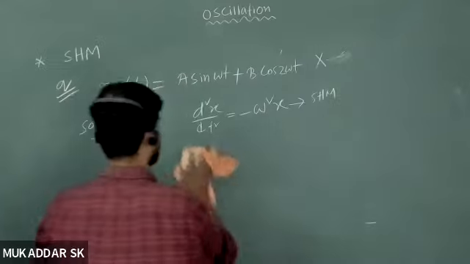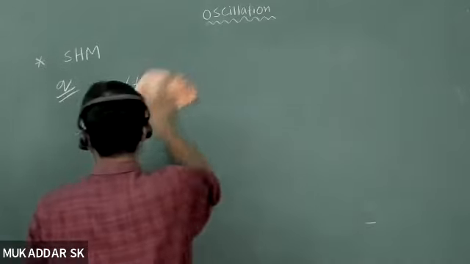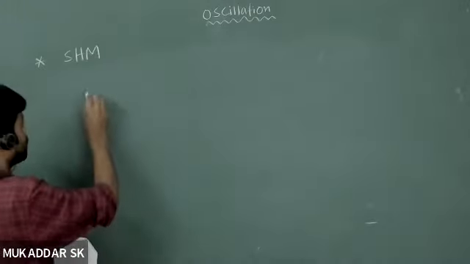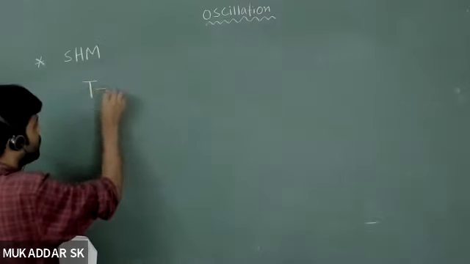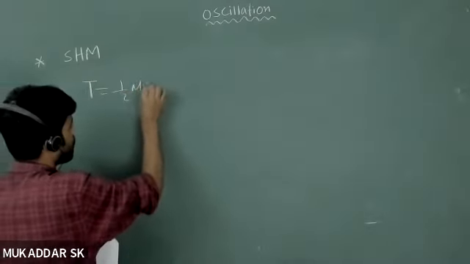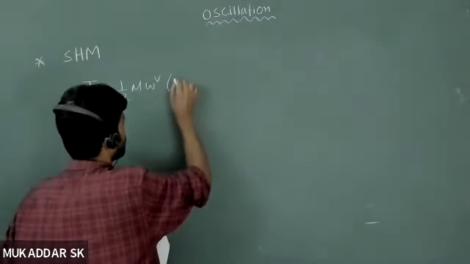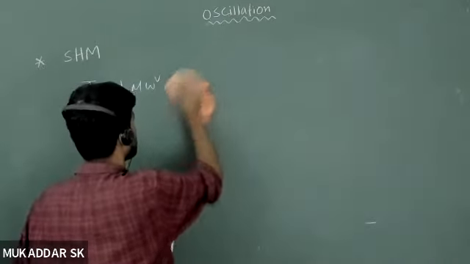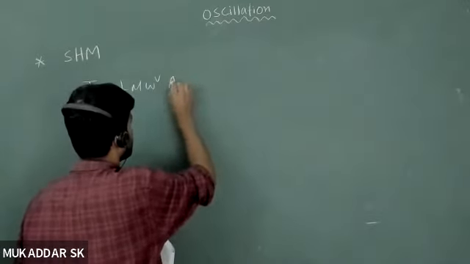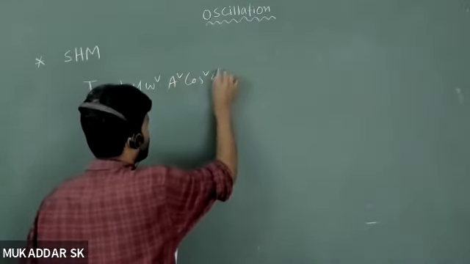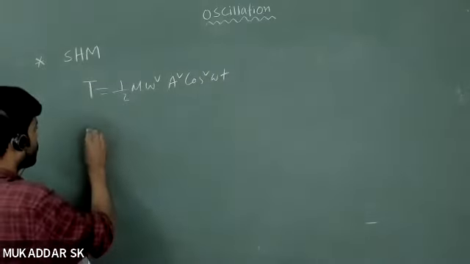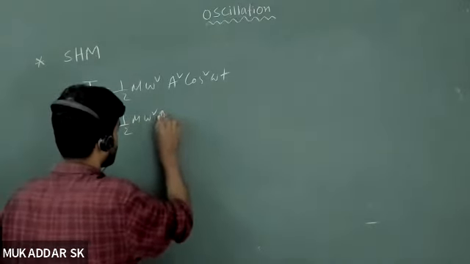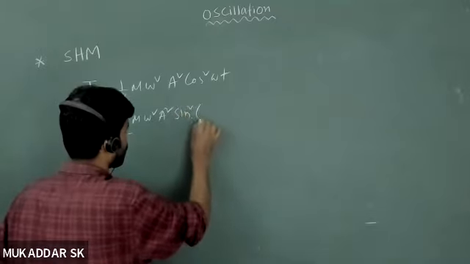Now we'll calculate the time average of your kinetic energy and potential energy. So you know that kinetic energy T is nothing but half m omega square, then you will have a square minus x square, right? Or in terms of cosine function, it will become a square cos square omega t. And you will have potential energy, that is half m omega square a square sine square omega t.